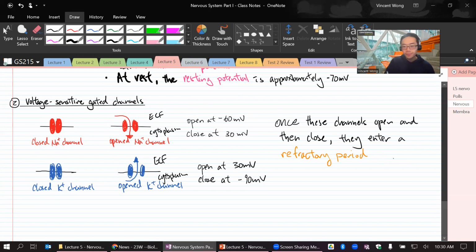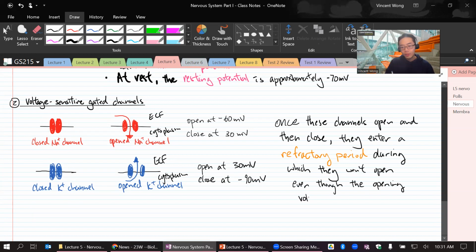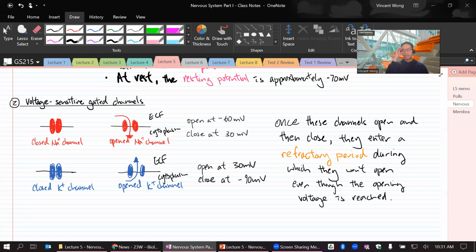During this period they won't open, even though the opening voltage is reached. So they need to reset themselves. It doesn't last very long. It's just a couple of milliseconds. And then it resets. Once it resets, it's able to do it again. Do you understand?